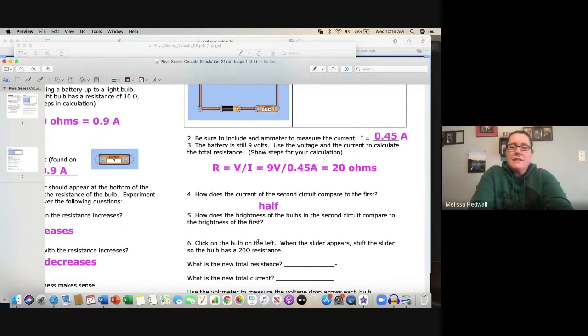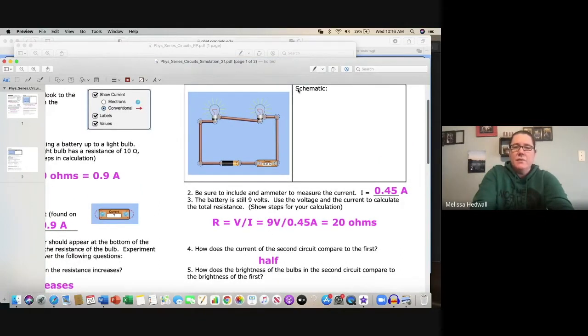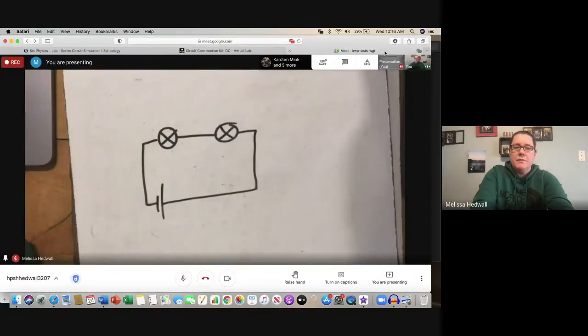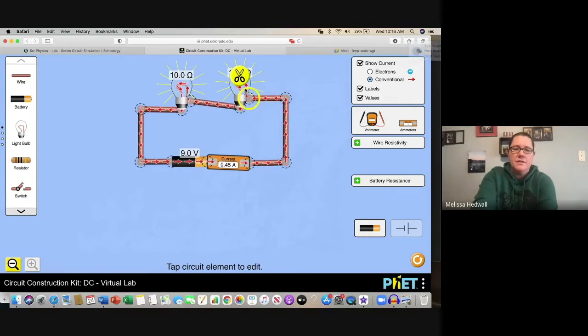How does the brightness of the bulbs compare in the first circuit to the second circuit? If you remember, you can build it separately if you want. It gets kind of tight, but the brightness goes down on these. If you were to compare it to a single one, I can do that real easily here. If I just do this to a single one, there's the brightness of a single one, and you see how far those go.